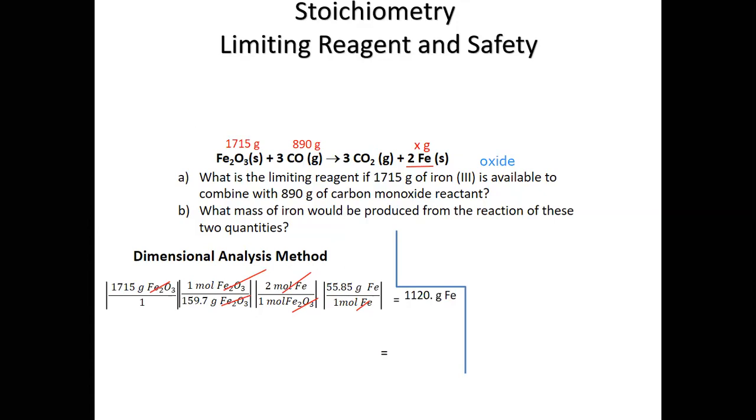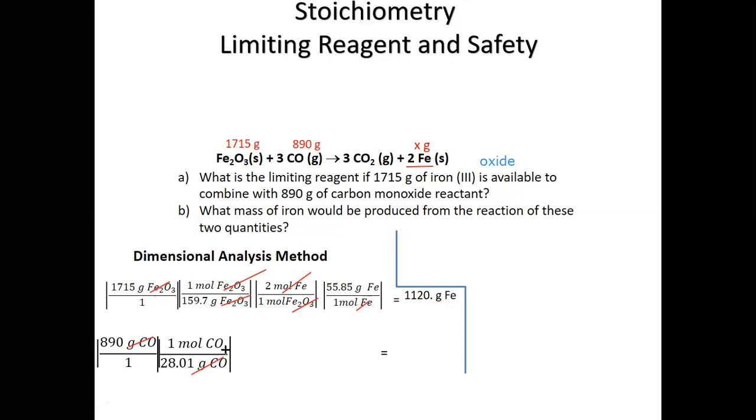Now we're going to need to do the same thing, figure out if I had 890 grams of carbon monoxide, CO, how many grams of iron could that produce? So we start our stoichiometry over again. Again, what we want to do is turn our gram quantity into a mole quantity. Since it's now CO, we have a different molar mass. The molar mass for CO happens to be 28.01 grams, knowing that there's 1 carbon and 1 oxygen.